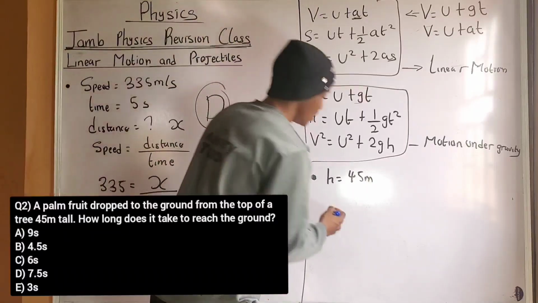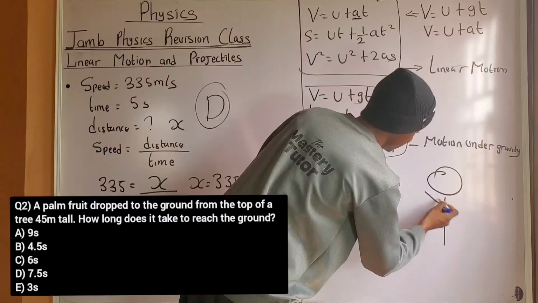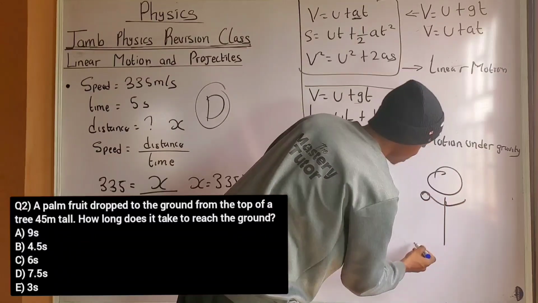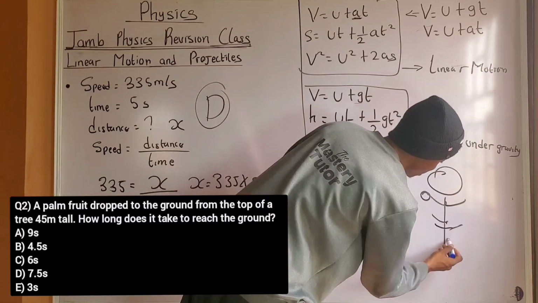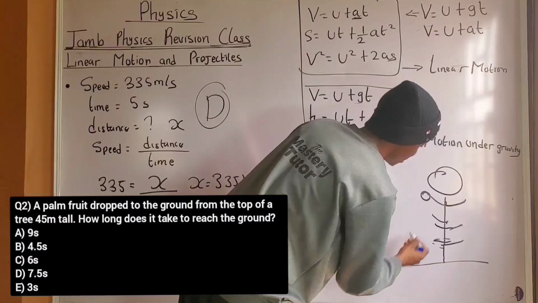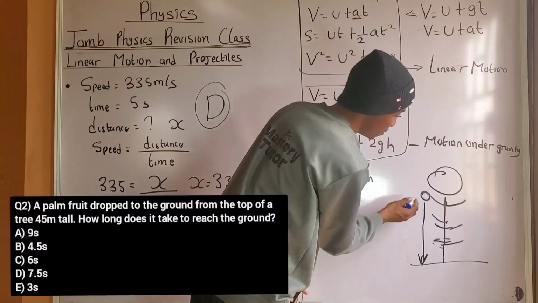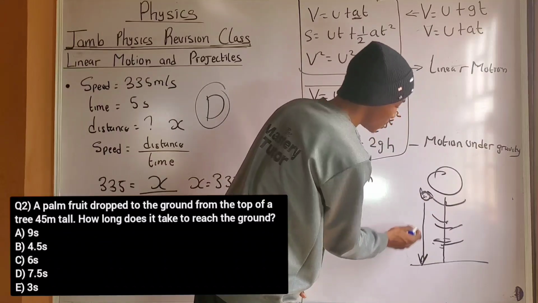So, if we have a tree here, are you getting it? Here is the fruit. These are the branches, these are the other branches. This is the ground level. Now, the fruit drops to the ground. The fruit, which is this, drops to the ground.